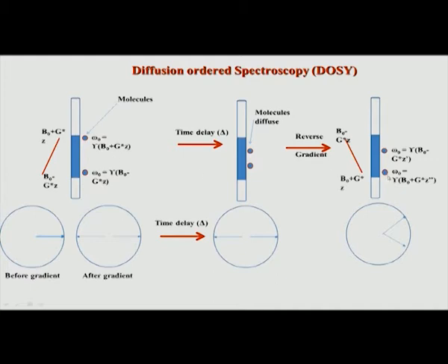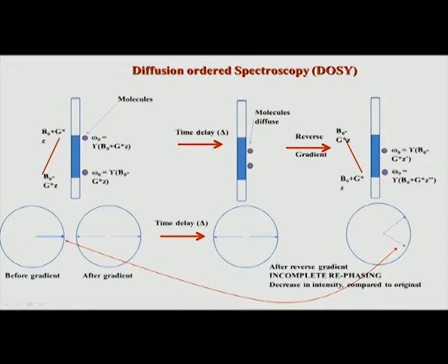Because of this, when you do the undoing by reverse gradient, it does not bring them back in phase because they are no longer at the same position. So, this phase which was here perfect together is not together now. So, what is the consequence of this? The consequence is there is incomplete rephasing, and that results in a decrease in the intensity of the signal compared to the original signal.